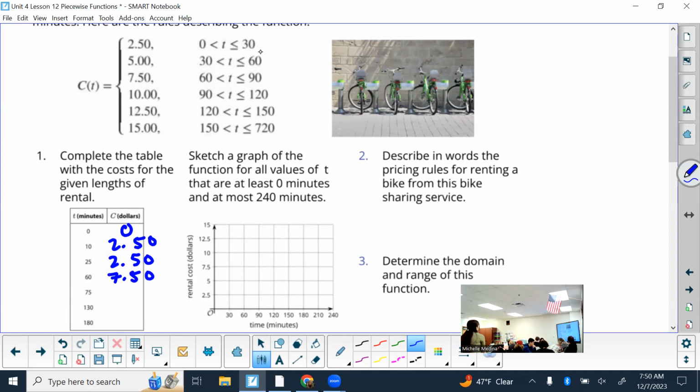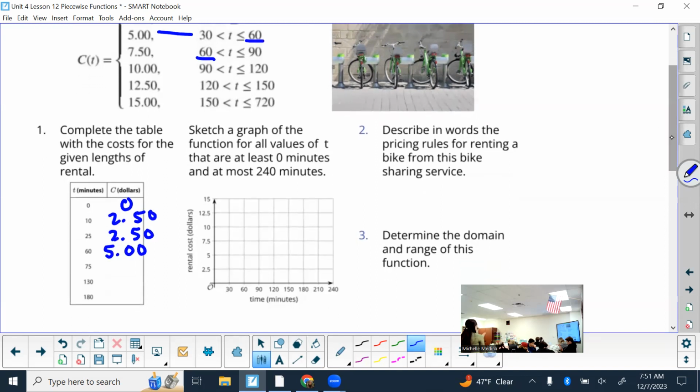All right, so notice there's 60 written twice for our interval rules. Only one of them includes the 60 in the interval. Which one? The one with that, well, it's really less than or equal to, but yes. The one with the little line underneath, right here. So that would include the 60 in that interval, which makes that price $5. Because you can't have two different prices for the same amount of time, right? So it's just one, that's why they define it that way. We gotta show where it stops at. So for 60 minutes, $5.